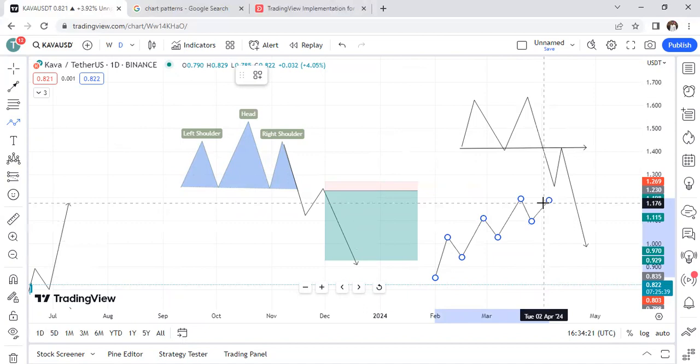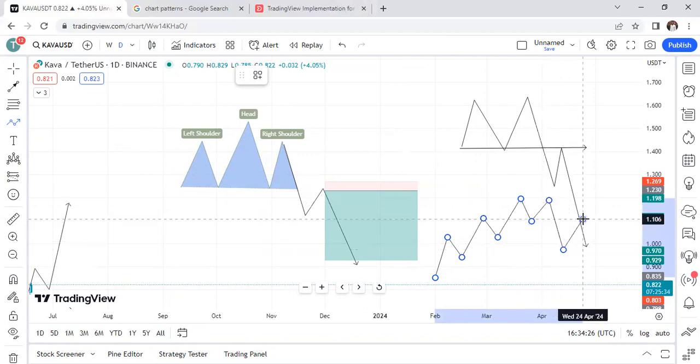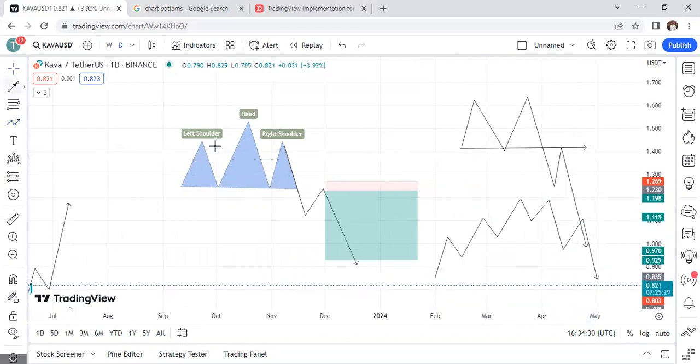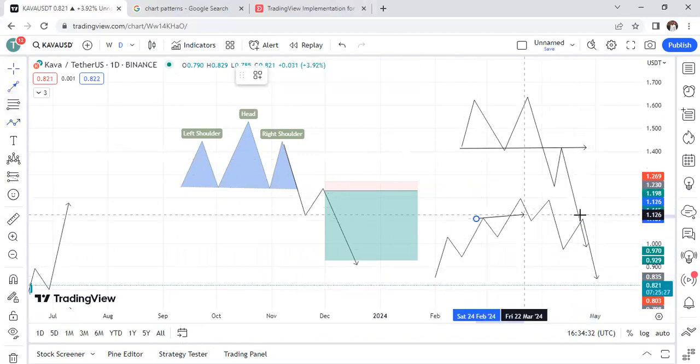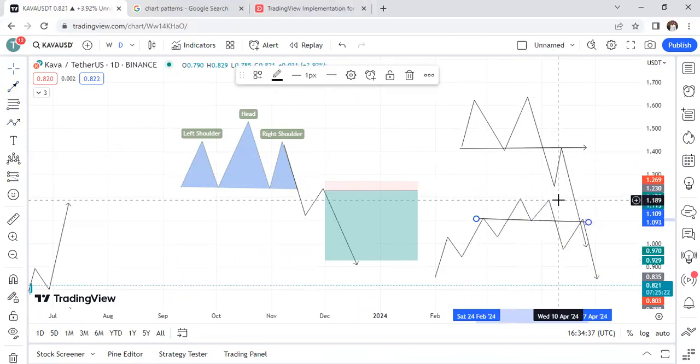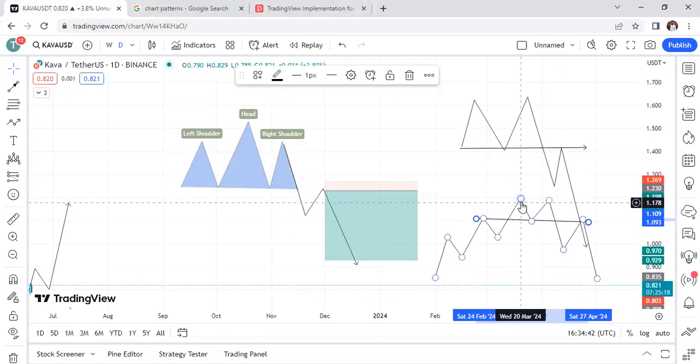And after failing, it dropped. That is, after correction, obviously, you know you are getting impulse. And impulse to the downside, correction again. After correction, impulse. So you need to understand how this pattern forms. Look at it. This is a pattern right here. This is head and shoulder, and head and shoulder and double top right here.